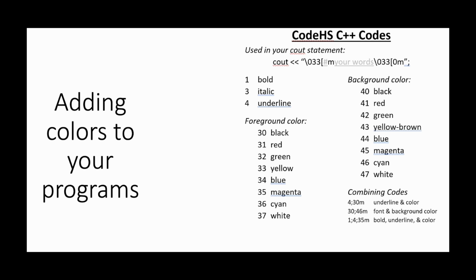If you want to add some colors to your programs, you're welcome to experiment with this. It's an escape sequence just like the new line escape sequence or the tab escape sequence. And you'll do the \033 square bracket. You'll put in a number and then the letter M and then your words. And to close everything out, you do \033 square bracket 0M, which zeroes out whatever numbers you've chosen. You can also combine codes if you want to do more than one at the same time by putting a semicolon in between the numbers in front of the M.